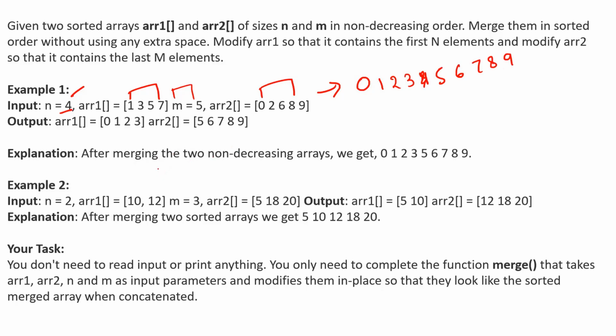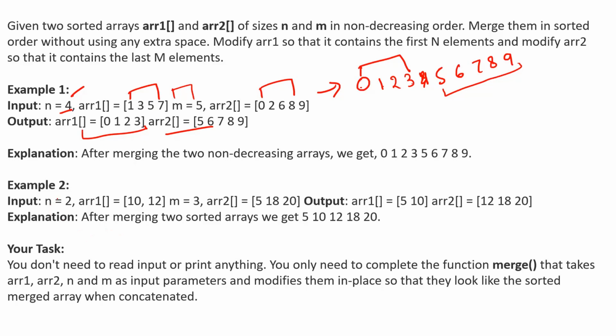So your first array, that is ARR1, should contain n elements. What is n? 4. So 1, 2, 3, 4. These 4 elements should be in ARR1. You can see that's what we are having in the output. And ARR2 should contain the remaining elements, that is 5, 6, 7, 8, 9. So this is what we are having in ARR2. So that's how you have to do the modification. You can see after merging the two non-decreasing arrays, we get 0, 1, 2, 3, 5, 6, 7, 8, 9.